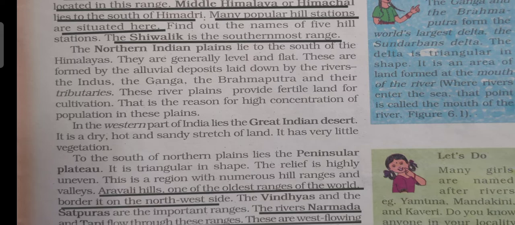Now children, we will read about the third natural feature found in India. So it is the Great Indian Desert. In the western part of India lies the Great Indian Desert. It is a dry, hot and sandy stretch of land. It has very little vegetation.